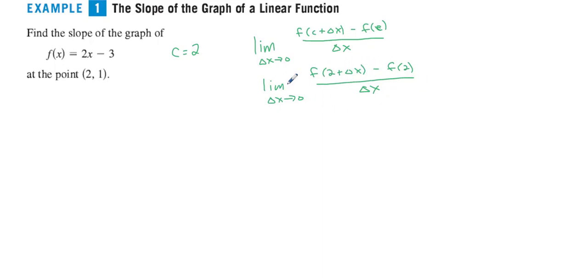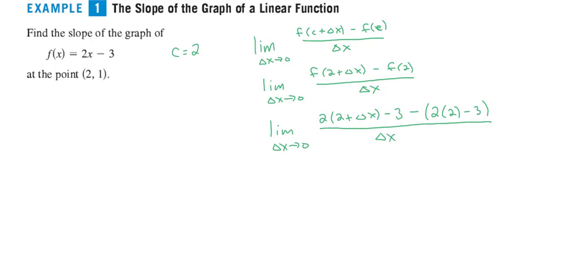And this looks familiar, right? I think you guys have done this already. You have done a couple problems like this already. F of 2 plus delta x means evaluate f wherever there is an x. You substitute 2 plus delta x. All right. 2 times 2 plus delta x minus 3 minus, and always being in parentheses, 2 times 2 minus 3 all over delta x.